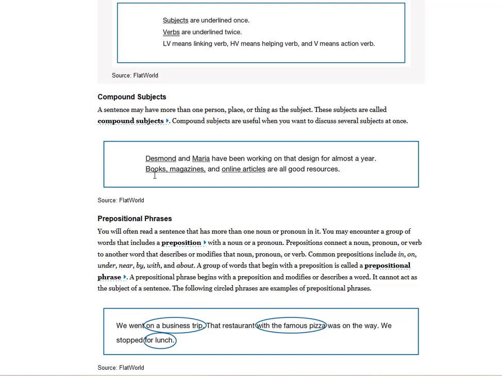Compound subject. A compound subject means that you have more than one subject. The word compound simply means two. So a sentence may have more than one person, place, or thing as the subject. These subjects are called compound subjects. Compound subjects are useful when you want to discuss several subjects at once. Desmond and Maria have been working on that design for almost a year. Books, magazines, and online articles are all good resources.